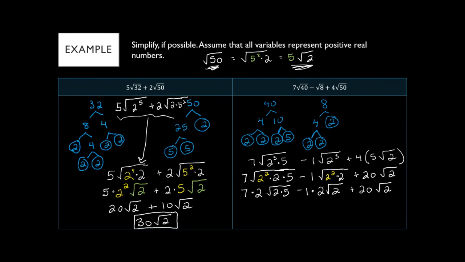So now I'm going to multiply the numbers in front. So 7 times 2 is 14. So I have 14. And then 2 times 5 is 10. So I'm going to recombine that because it can't be simplified further. Then 1 times 2 is 2. So it's going to be 2 times the square root of 2. And then plus 20 times the square root of 2.